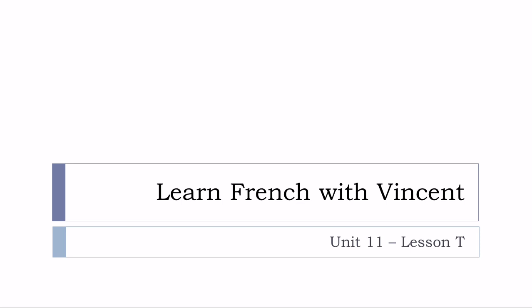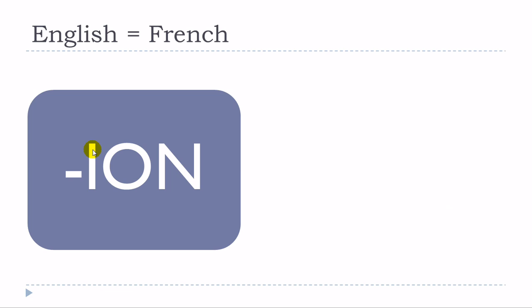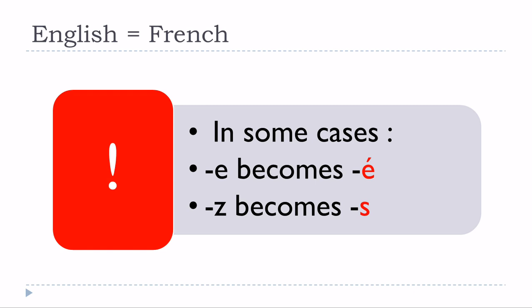And this is Unité 11, Leçon T. And in this lesson, we'll continue this series of videos covering the topic identical words in English and French. And we'll only focus in this video on the words in English that end with E-O-N, because in many cases they will be exactly the same in French. But you should keep in mind that it's not true all the time. So first, the word must exist in French, because that's not the case all the time. Okay, and the second thing that you should keep in mind is that in some cases the writing of these words will change a little bit. Okay?